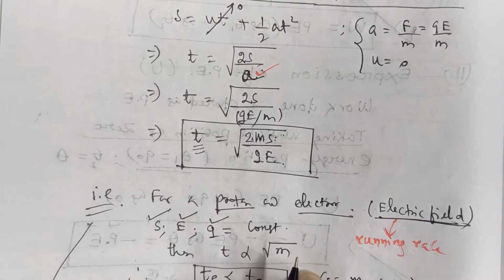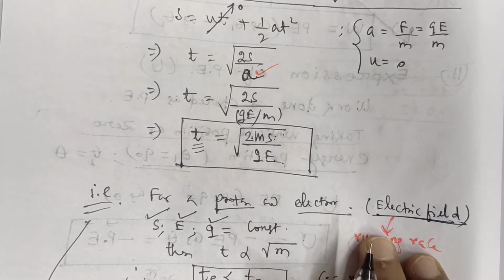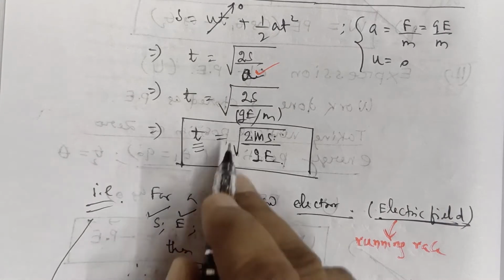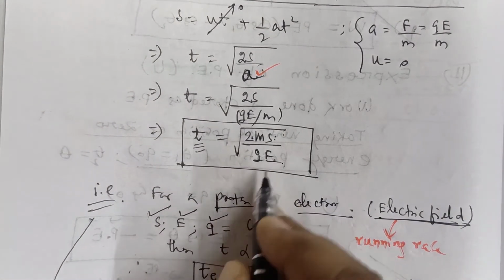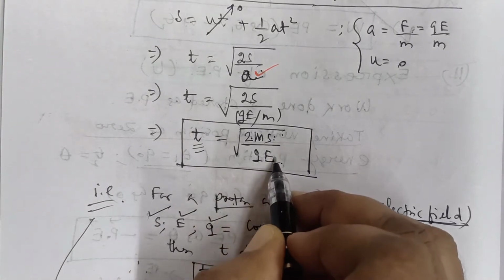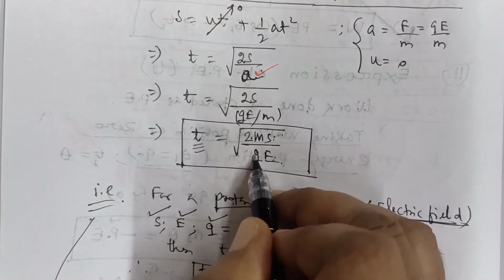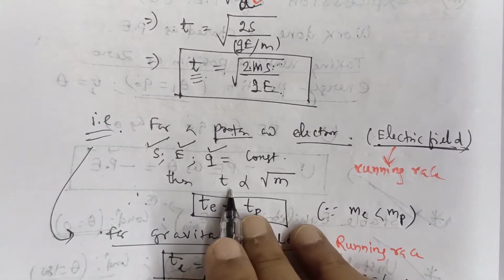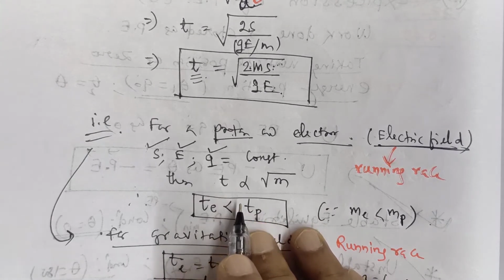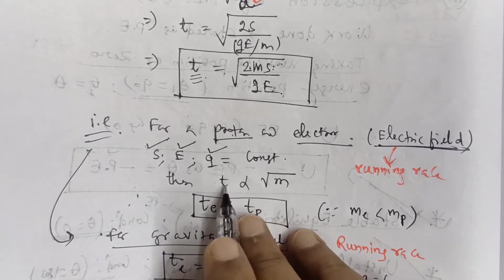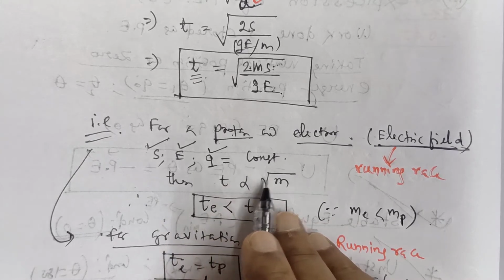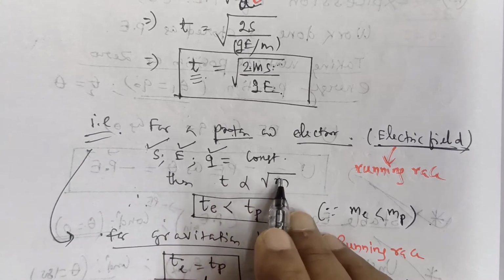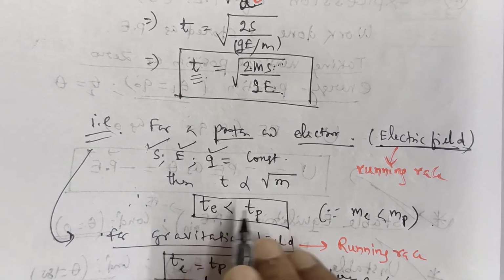That means it is a running race; the field is the electric field, and both proton and electron start to run with acceleration. Which one will reach first after covering the distance s? You can use this formula, root of 2ms by QE. Now you see the formula. For this problem, E is constant, s is constant, Q is constant. So t is proportional to root m. That means the more the mass, the more the time. You know the fundamental idea that electron has very little mass, so time taken for the electron is very small. If time taken is very small for electron, time taken for proton is large, so electron will reach fast.